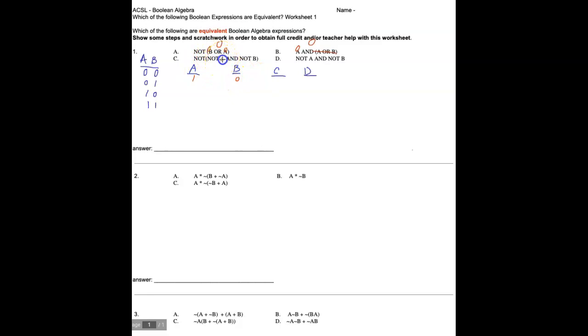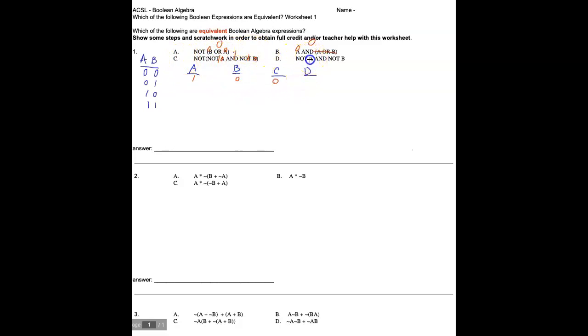Well, 0, 0 plugged in to the A and B here in C. The not of 0 is 1. The not of 0 is 1. 1 ANDed with 1 is the same as 1 times 1, which is 1. The not of that 1 is 0. So C overall ends up being 0. So possibly columns answers C and B are equivalent, but we have a long way to go yet.